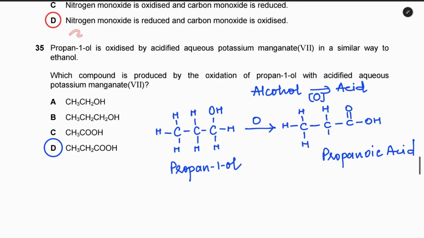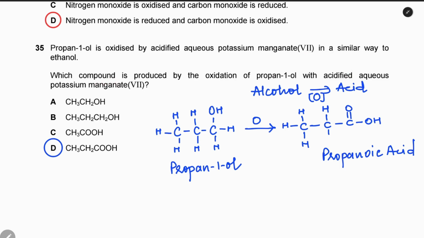Now propan-1-ol, which has an alcohol group, is oxidized by acidified aqueous potassium manganate in a similar way to ethanol. Which compound is produced by oxidation? First you should know that whenever an alcohol group is oxidized, there will be conversion of alcohol to acid. And if I want to reduce this, it's going to be acid to alcohol. So the question has been asked: alcohol to acid, if it gets oxidized, what's going to happen?